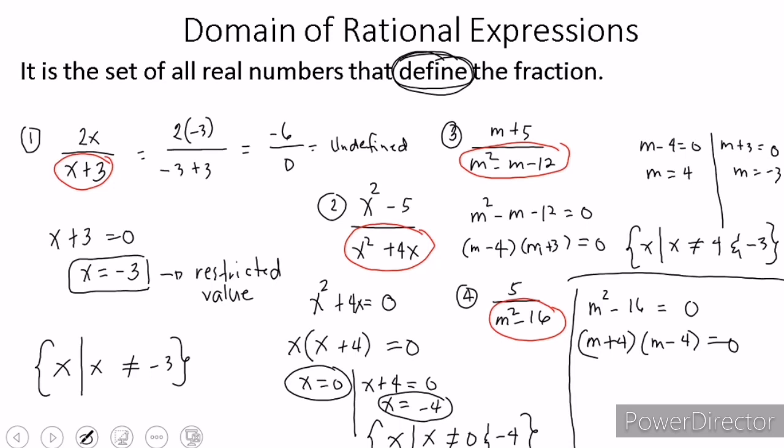Okay, so equate natin both factor into 0. So, we have m plus 4 equals 0, m minus 4 equals 0. Transpose lang natin yung positive 4, it will become negative 4. Transpose natin yung negative 4, it will become positive 4. So, yung ating set notation natin ay x is a set of real numbers such that x must not be equal to positive or negative 4.